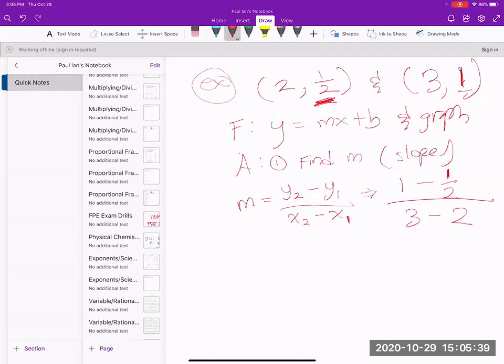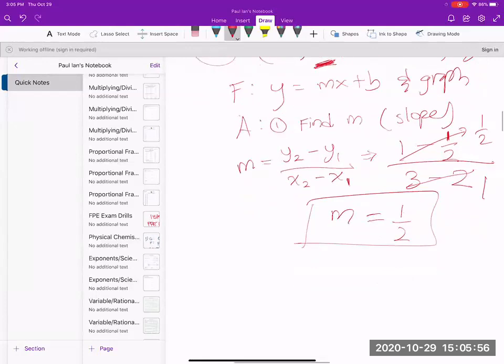Actually, this isn't negative. I wish it was a negative one, I should have done a negative. We'll do that on the next one. So 1 minus 1/2 is 1/2, and x2 minus x1 is just 1. So your slope is 1/2. Okay, good. So rise is 1 and run is 2.